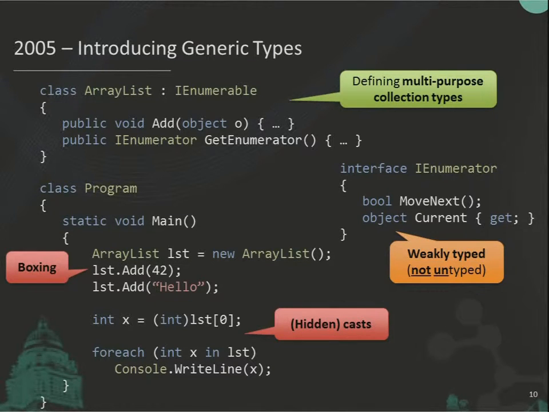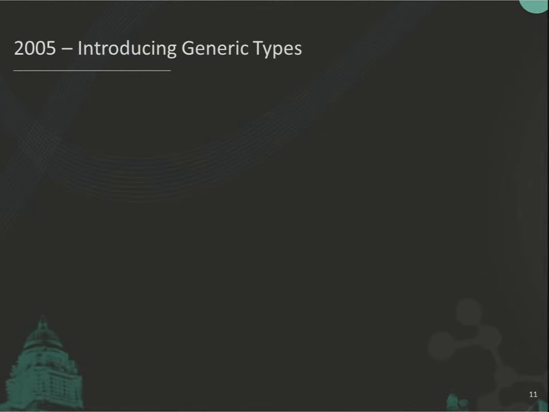In fact, I would say that this piece of code is a bug, having a list that contains both 42 and a string, which is totally unrelated. So in this case, actually, this piece of code will blow up in the second iteration of the loop because we try to cast hello to an int. So with generic types, we want to do much better.